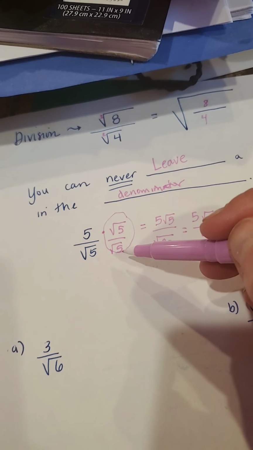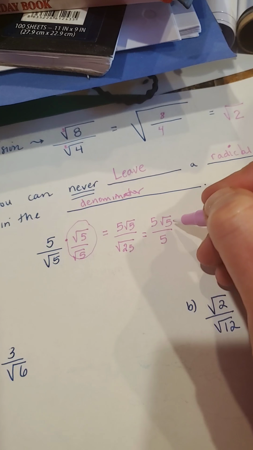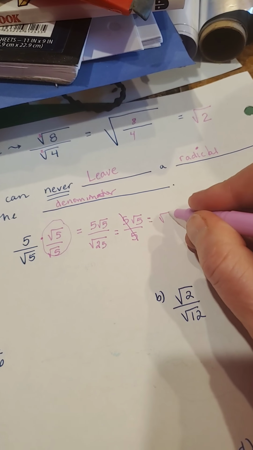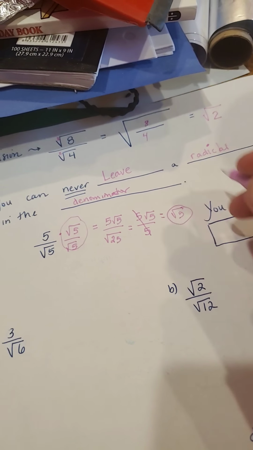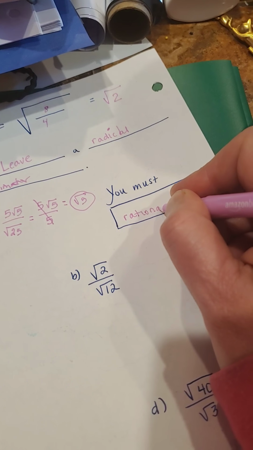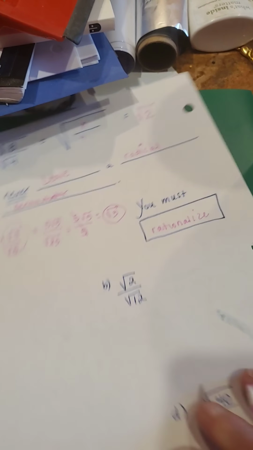So radical 5 times radical 5 is just 5. And then if you get down to the end like this, those cancel. So your answer is just that. So you must rationalize. That's what that is called. So you'll hear me say it.